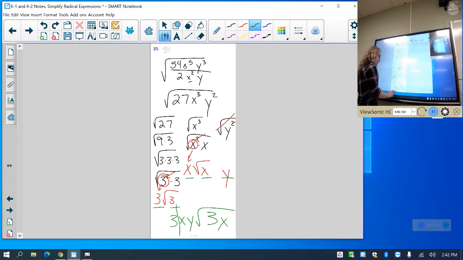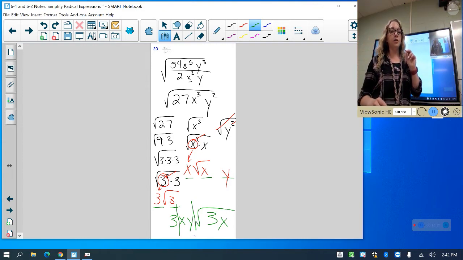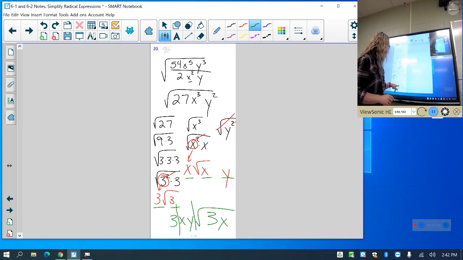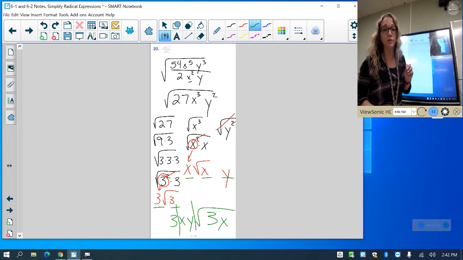Even root, odd exponent, absolute value. Even root, which is square root, it has an even root of 2, odd exponent, these both have an exponent of 1, we need that absolute value symbol.